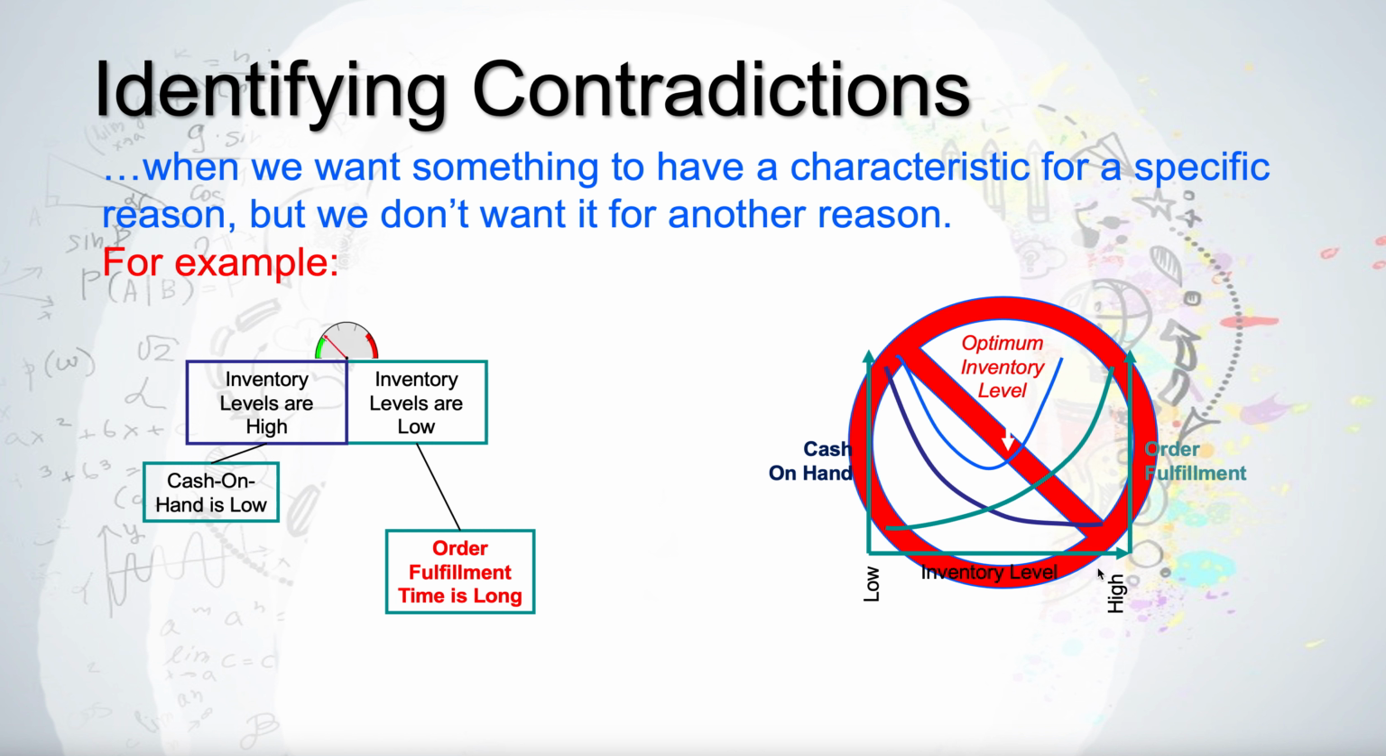If we do a trade-off study of this, we can see how the higher the inventory goes, the less cash we have, but the higher it goes, the better order fulfillment rate we have. And instead of doing something like an optimum, which is really just a compromise, we truly want to have both and nothing in between.